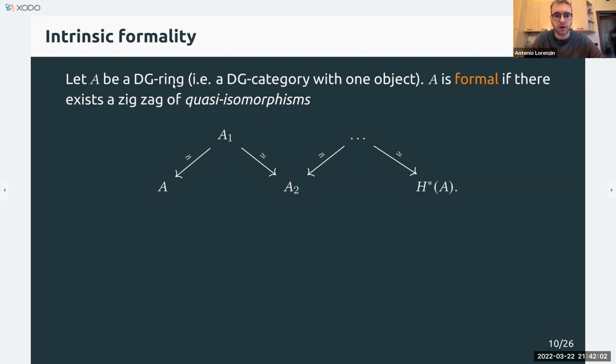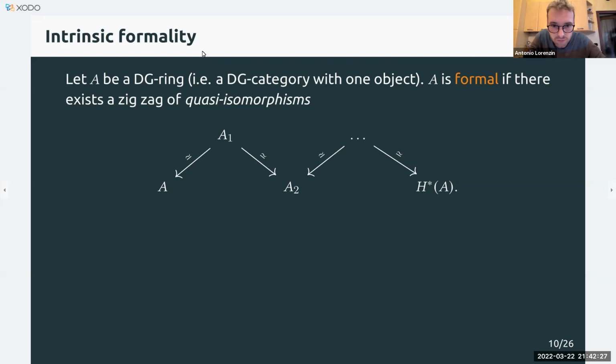So let A be a DG ring. If you don't know what a DG ring is, just think about a DG category with one object. Then A is called formal if there exists a zigzag of quasi-isomorphisms moving A to its graded homotopy, or I should say graded homology in this case.